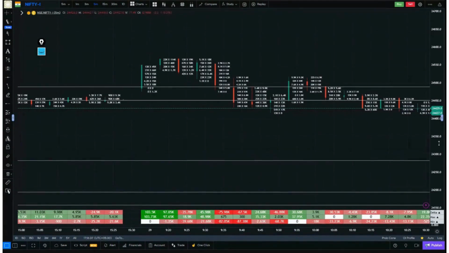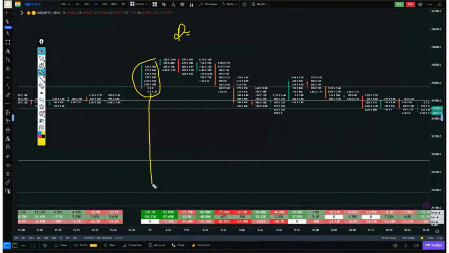So before reading the footprint properly, you should know what delta is, because with the help of delta, we are going to read the footprint here. Now, what is delta? In simple language, delta tells us the difference between buyers and sellers. For example, this is the first candle. If we look at the delta of this candle, which delta is it? The topmost value. Now what is its value? Near 1 lakh, meaning add 3 zeros. So it's approximately around 193,000.